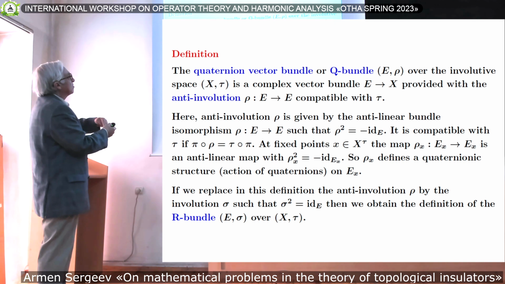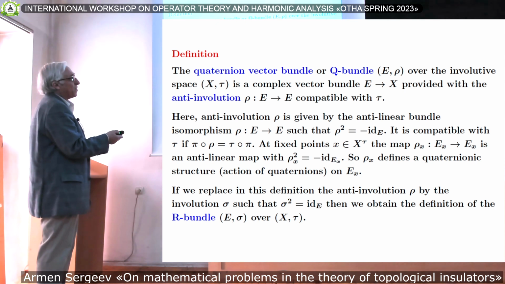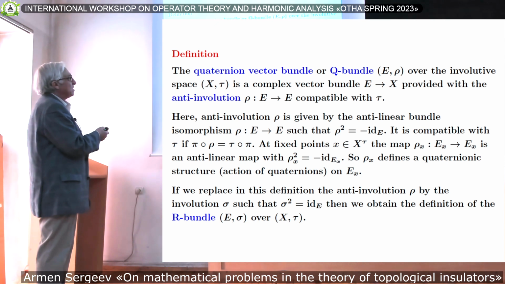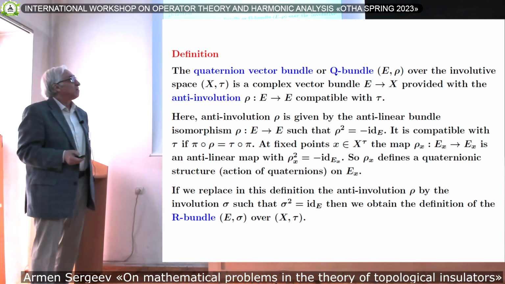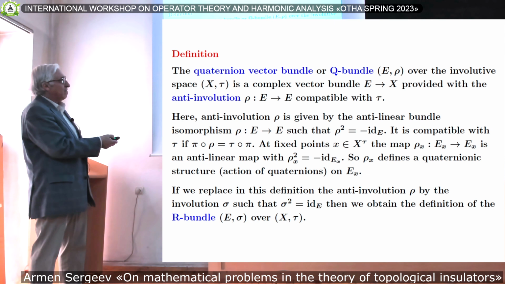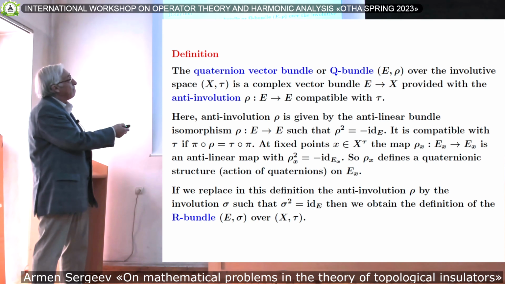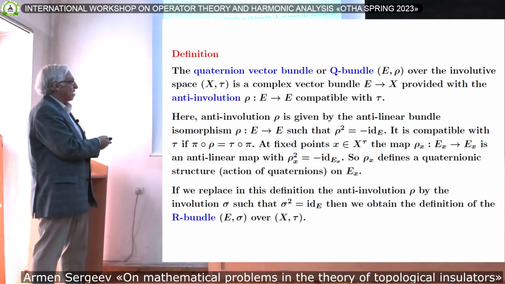If we project the action of rho, then we get the action of tau. At fixed points x, the map in the fiber of the bundle is an antilinear map with rho squared of x equal to minus identity. So rho x, in fact, defines the quaternion structure, the action of quaternions on the fibers. That's why it's called a quaternion vector bundle. If we replace in this definition the anti-involution by an involution sigma, such that sigma squared is equal not to minus identity like here, but to identity, then we obtain the definition of an R bundle, (E, sigma) over (X, tau).